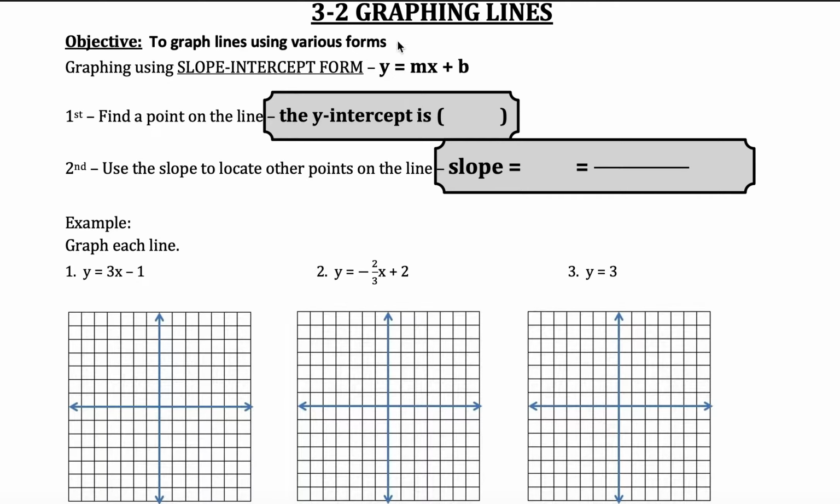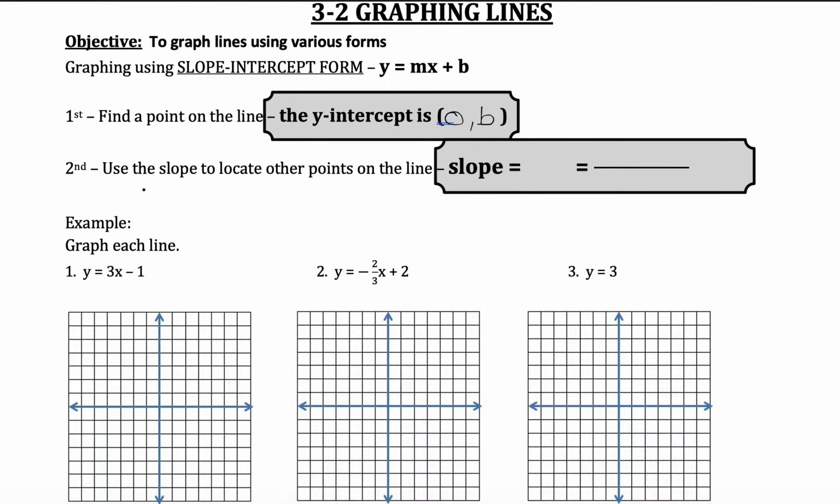In this video, we're going to be talking about graphing lines, specifically lines that are in slope-intercept form. So remember, our slope-intercept form is y equals mx plus b. Our first step when we're given an equation of a line in slope-intercept form is to find a point on the line. And in slope-intercept form, we're given our y-intercept. That y-intercept is always the point (0, b).